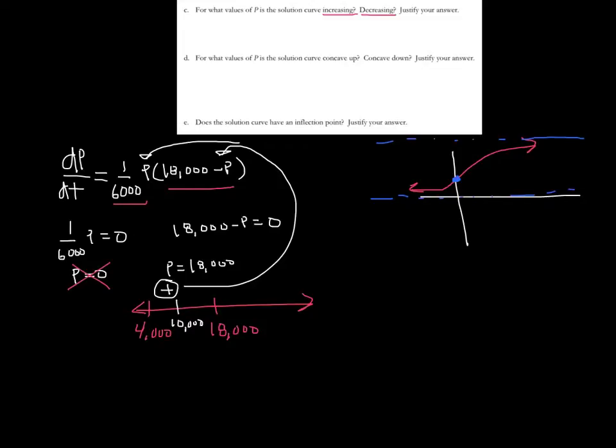Now, when is it decreasing? It's never decreasing. All right? Because you can see that it's going to be increasing from when it starts, the lowest number of fish, to the highest number of fish. And we have justified our answer there. All right.